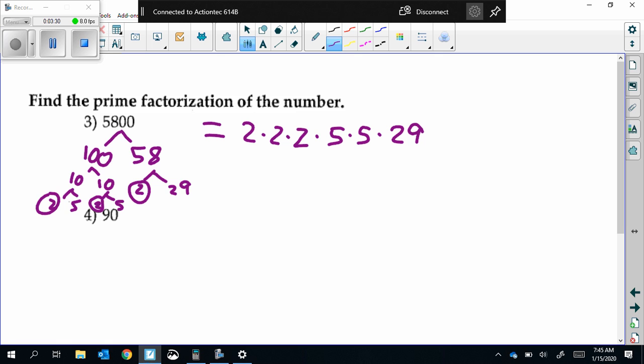That's prime factorization. If you wanted to get, I guess lazy, maybe, you could write 2 times 2 times 2 as an exponent, 2 to the 3rd, 5 squared. It's less writing. Doesn't matter. Either way is good.